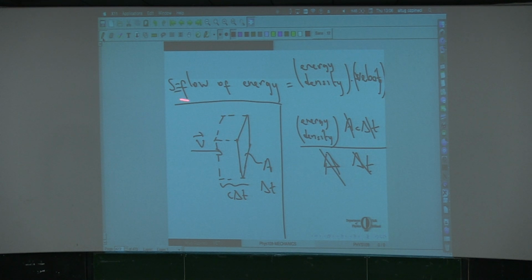Since the energy is moving with a speed c, all the energy stored in this volume, which has an area A and a height c delta t, will pass through my area in a time delta t. So I just calculate the total energy passing through my area, divide by the area and the time it takes for all that energy to pass through, and then I get this flow of energy. Any questions on this one?